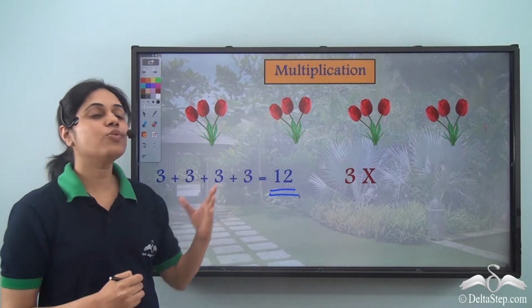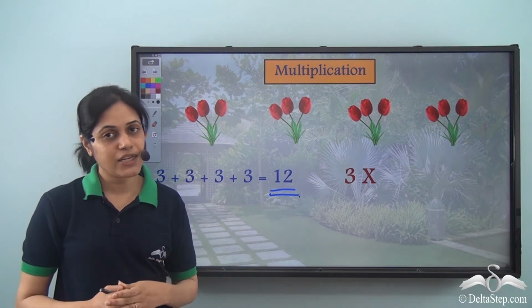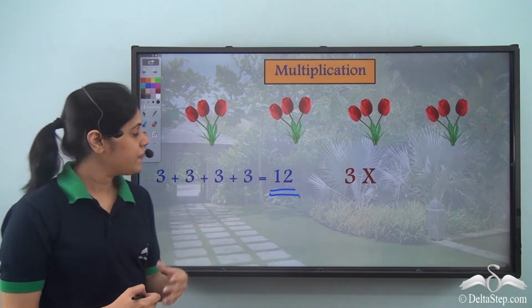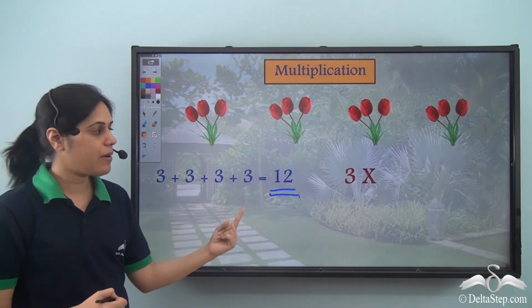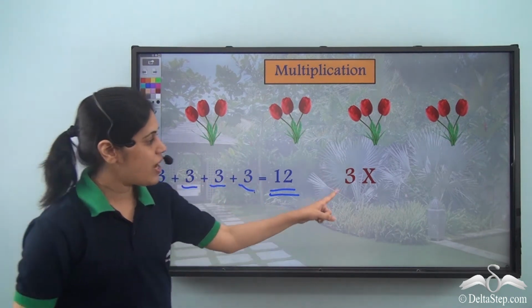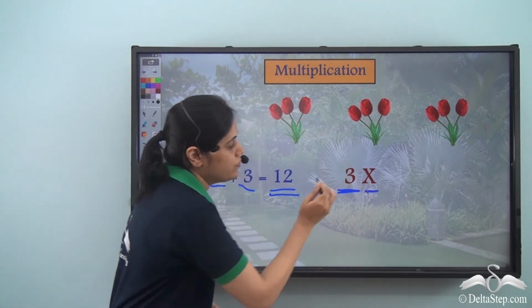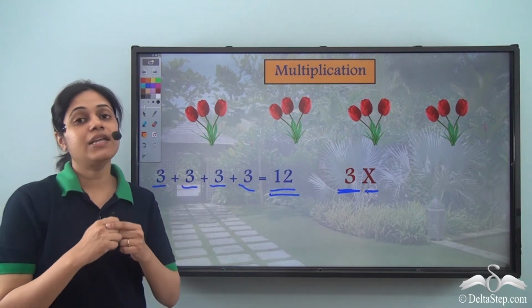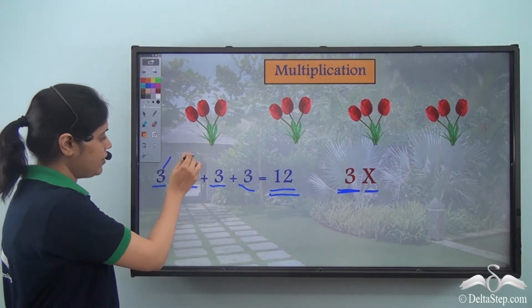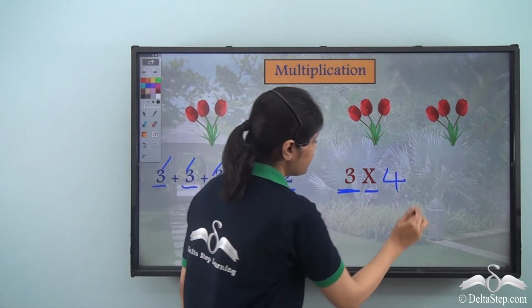We know that we can do it with multiplication, because multiplication is repeated addition, that is adding the same number again and again. So we see over here the same number, which is 3, is added again and again. So I can write 3 here, and 3 into or 3 multiplied by the number of times 3 is added. So how many times is 3 added? 1, 2, 3, 4. 3 is added 4 times.